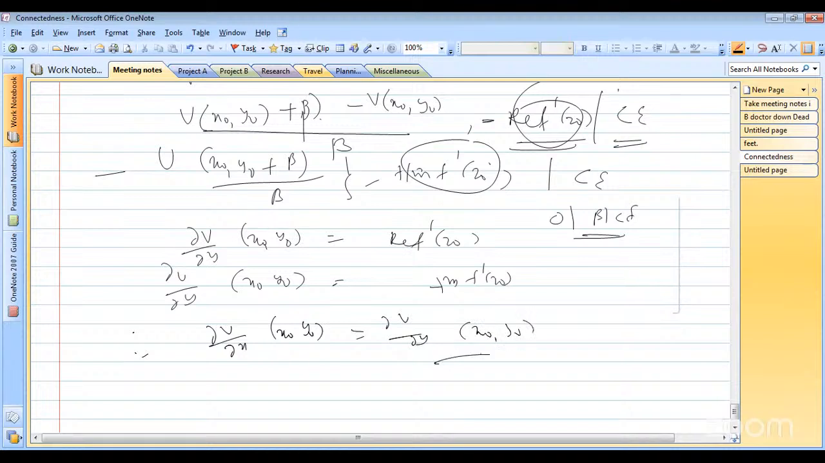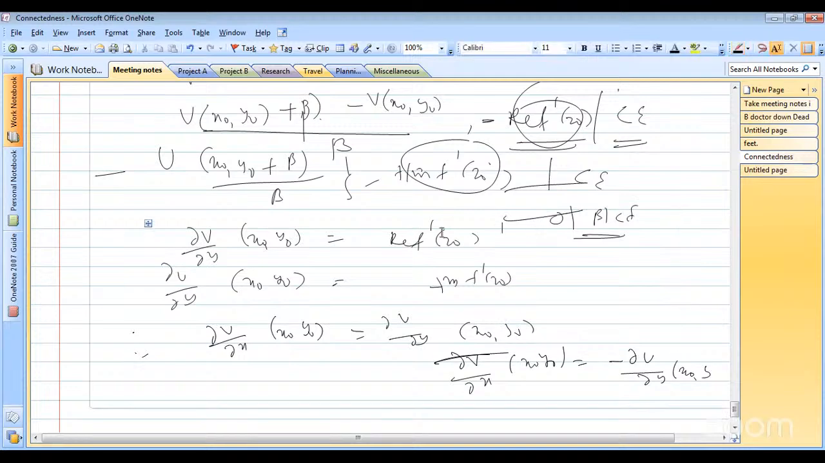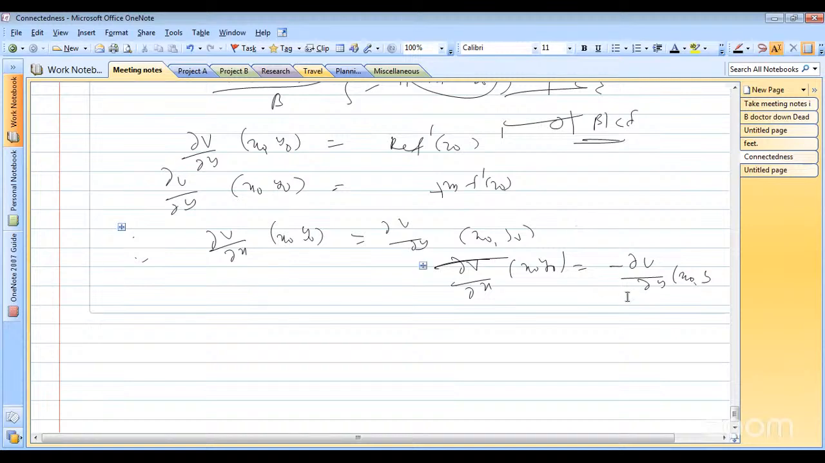So actually, dou u by dou x and dou v by dou y are the same, but dou u by dou y is equal to minus dou v by dou x at x naught, y naught. So this is the above function. We say that these equations are the Cauchy-Riemann equations.